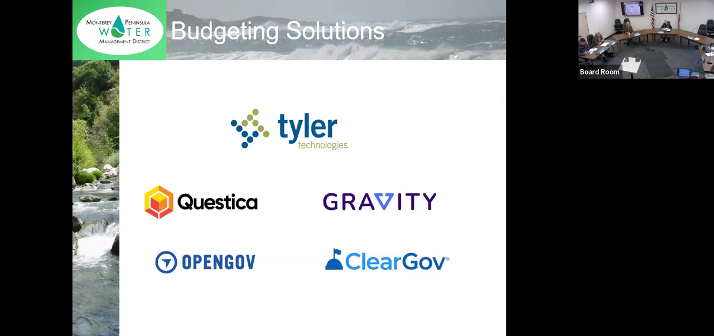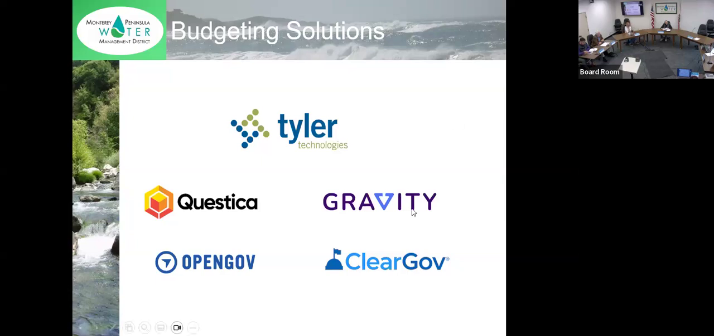Currently, we use Tyler Technologies for our financial system, and they have a budgeting module. And it was a nominal $2,000 a year. But the advantage of using Tyler is that all the salary data is already in there. All the benefit data is in there. And you could come up with different budget scenarios using that data. That's already inside the system. So we would like to use Tyler's budgeting module for budget development. And then we would like to use another solution for presentation.